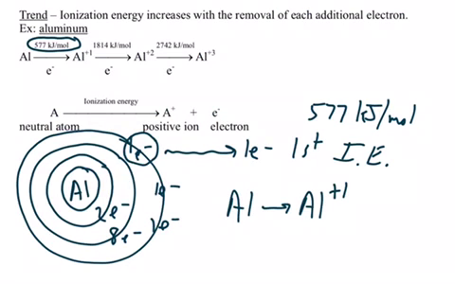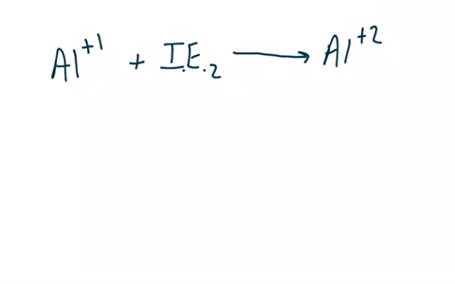If we go back here, you'll notice how it takes more energy to remove the second electron. It's no longer 577 again. It takes 1,814 kilojoules per mole to remove that second electron. So what I'm trying to show you here is there's a pattern.